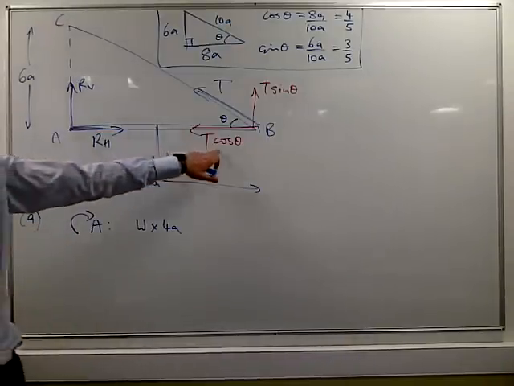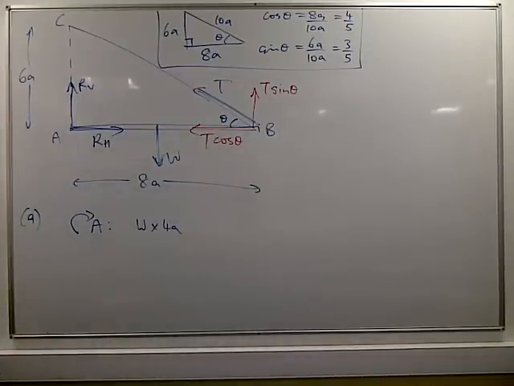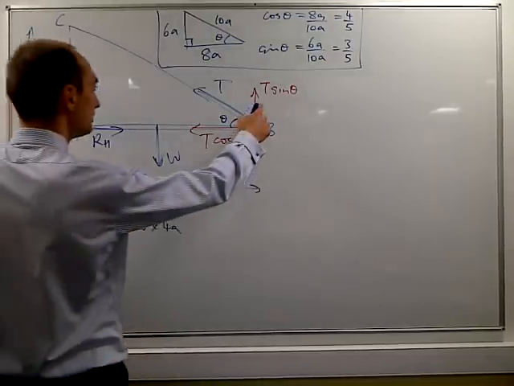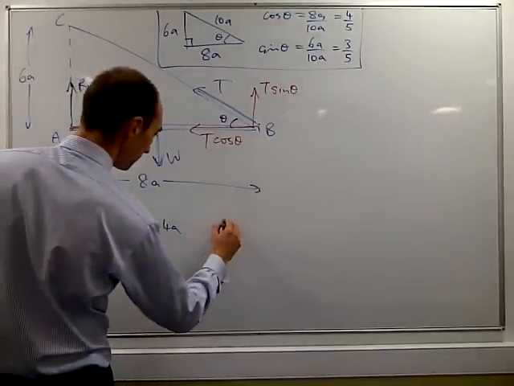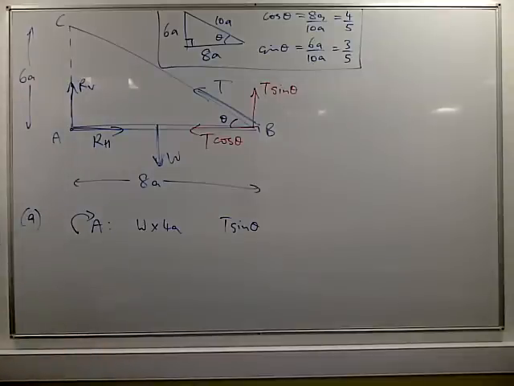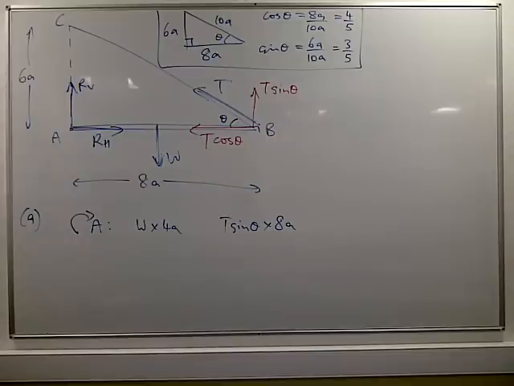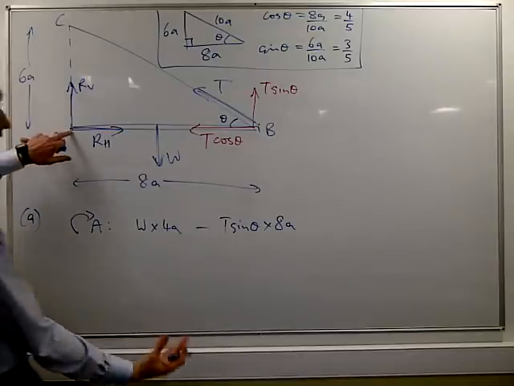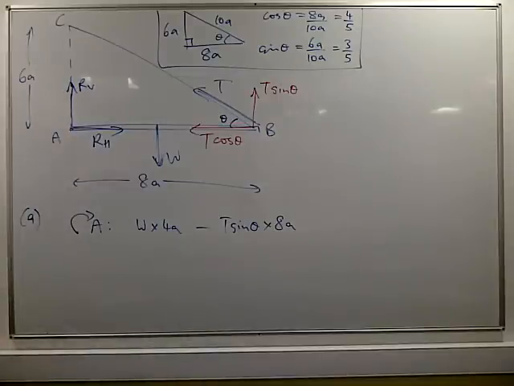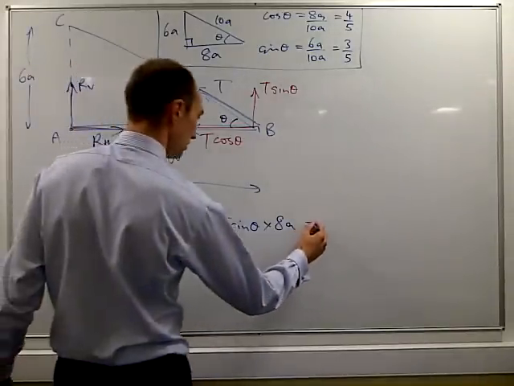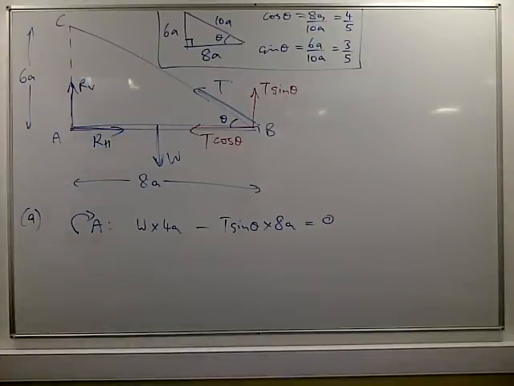Now then, force T cos theta, 0 distance from the pivot, the line of action of that force goes through the pivot, therefore 0 distance, therefore no moment. Force T sin theta has a distance 8a from the pivot, force times distance there, and this time the moment is negative because it is anti-clockwise. The T sin theta force is trying to take us anti-clockwise around the pivot. Now then, those moments sum to 0 because the situation is in equilibrium.